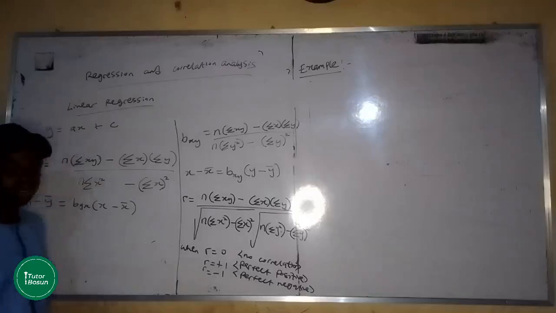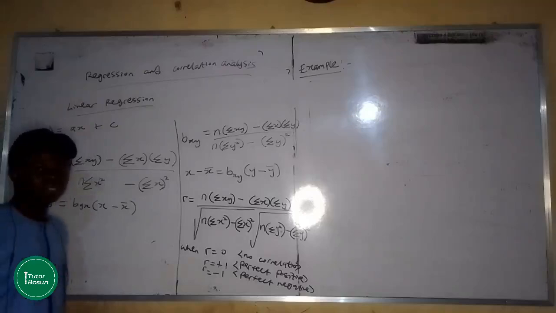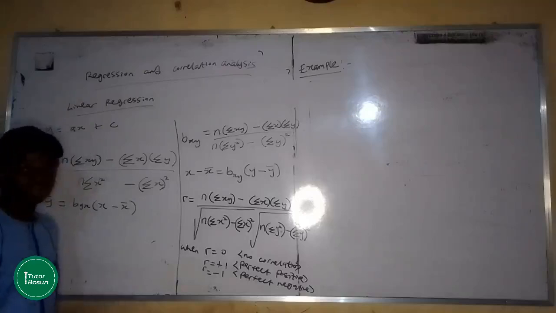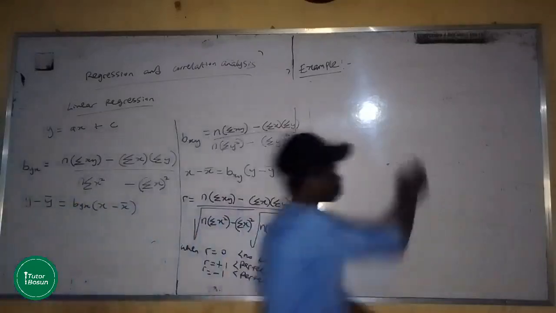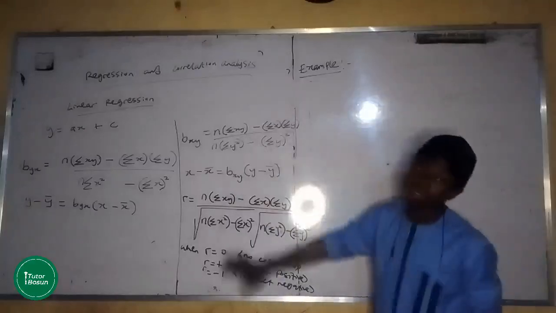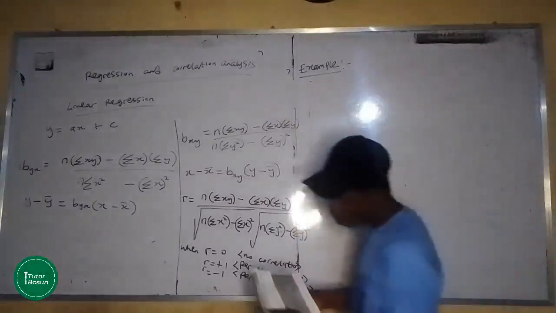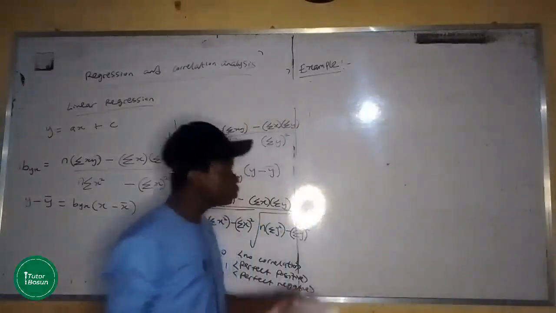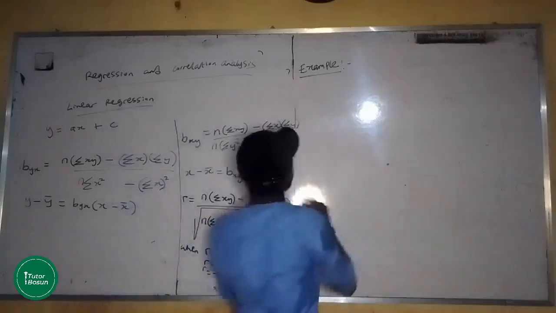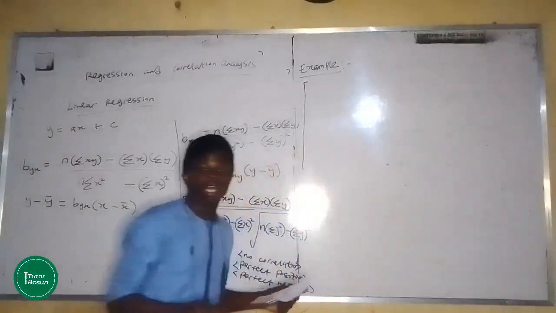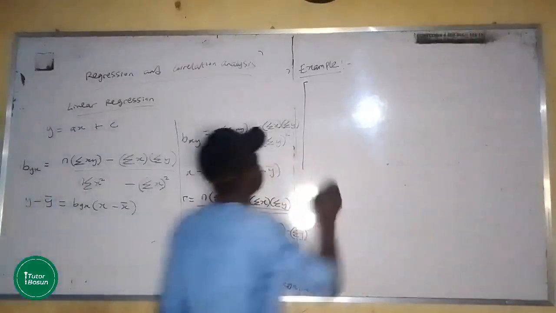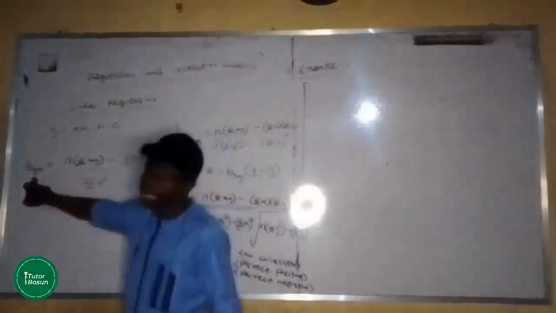So we can have weak positive and we can also have weak negative. So if R is positive and it is approaching 0, that's weak positive. And if R is negative and is approaching 0, that's weak negative. So I've been able to explain everything about correlation. So we can now move to the example. So we're given a table. So let's draw out our table. And we have already decided to make our age X and our blood pressure Y. So I'm going to apply the regression of Y on X.